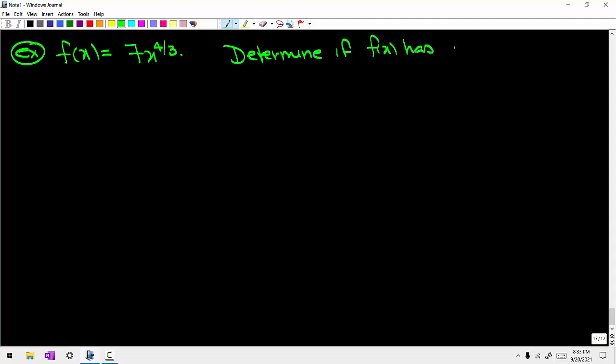Let's say I give you f of x is equal to 7x to the 4/3, and I ask you to determine if f of x has a vertical tangent at x is equal to 0, and is that vertical tangent a cusp? Because to be a cusp, it first has to be a vertical tangent. So let's see.